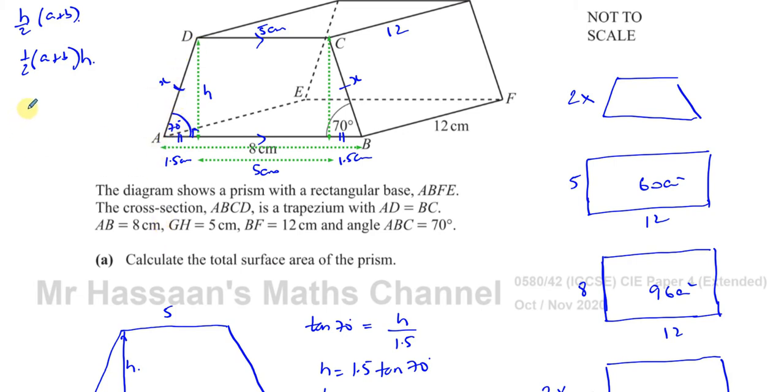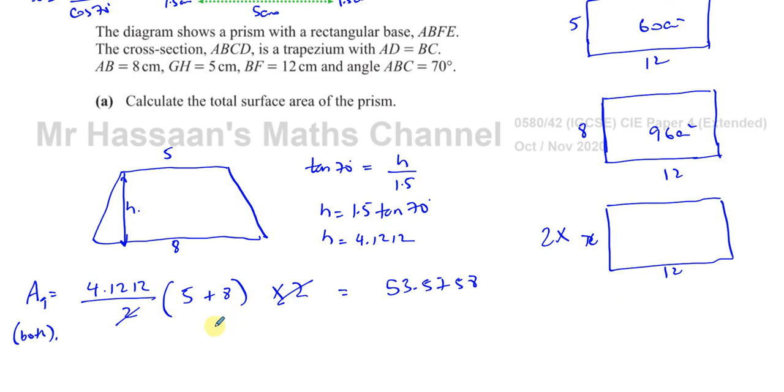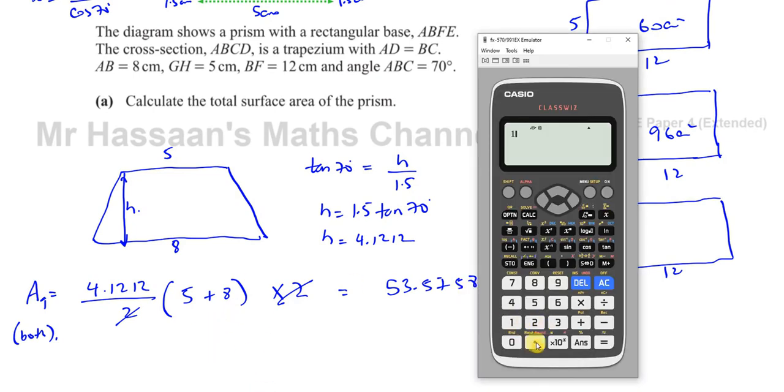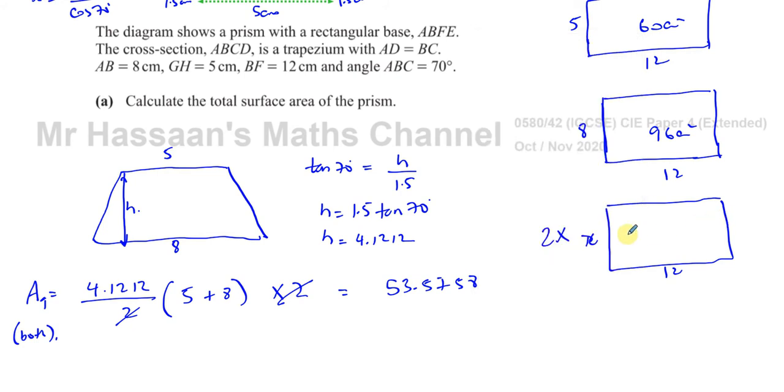This time we can use the cosine of 70 degrees is equal to the adjacent over the hypotenuse. So it's 1.5 divided by x. So we can say x is equal to 1.5 divided by cosine 70. So we can work out what this sloping edge is by doing 1.5 divided by the cosine of 70 degrees. And that gives us 4.3857.